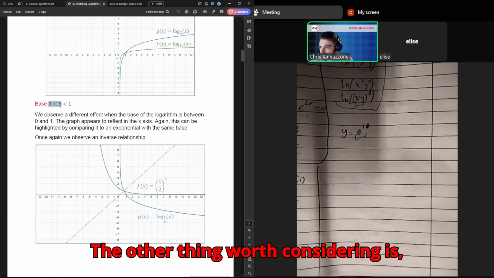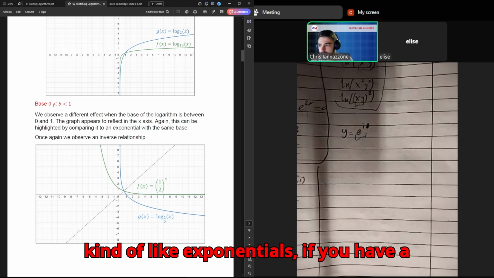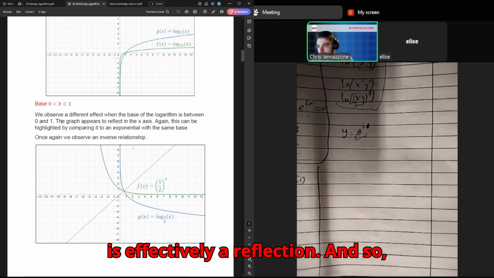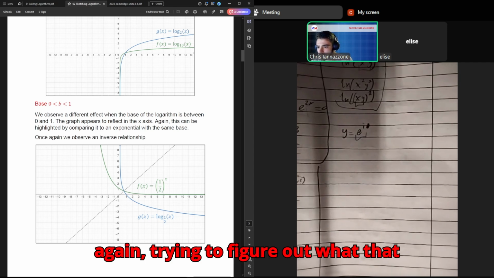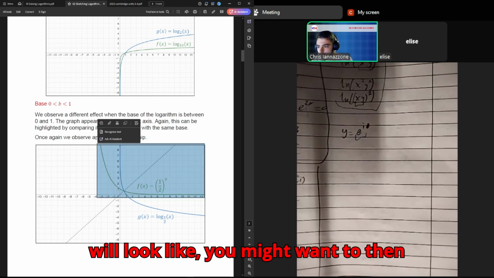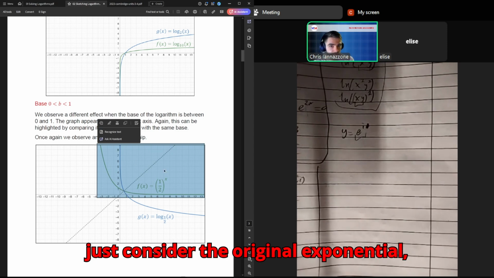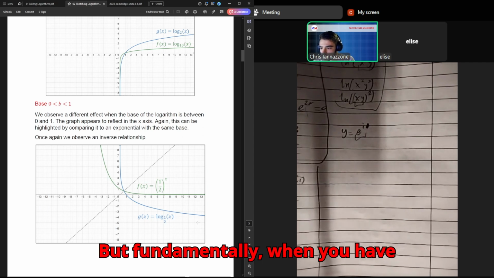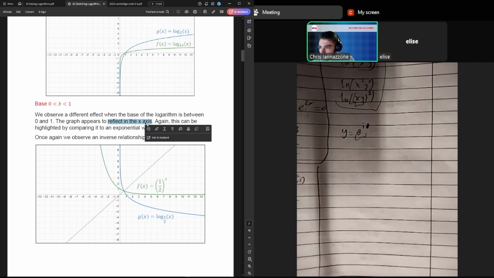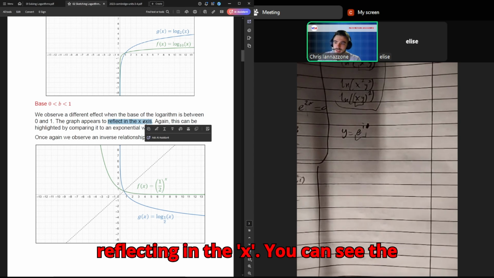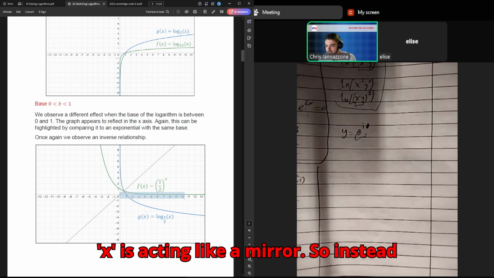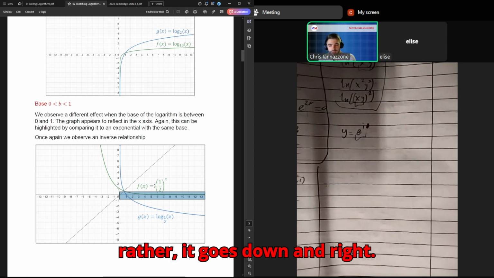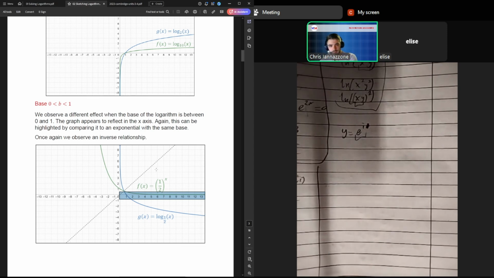The other thing worth considering is kind of like exponentials. If you have a base between 0 and 1, you have what is effectively a reflection. And so, again, trying to figure out what that will look like, you might want to just consider the original exponential and then flip that instead. But fundamentally, when you have a base between 0 and 1, you're reflecting in the x. You can see the x is acting like a mirror. So instead of going up and right, it goes down and right. Okay?